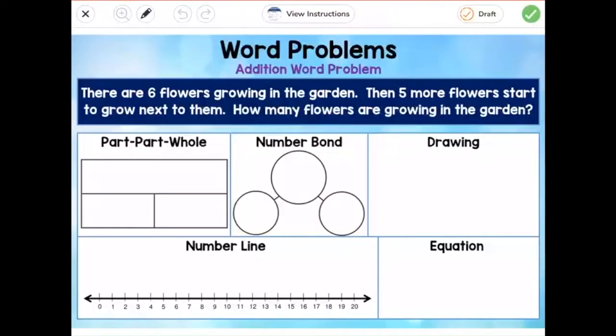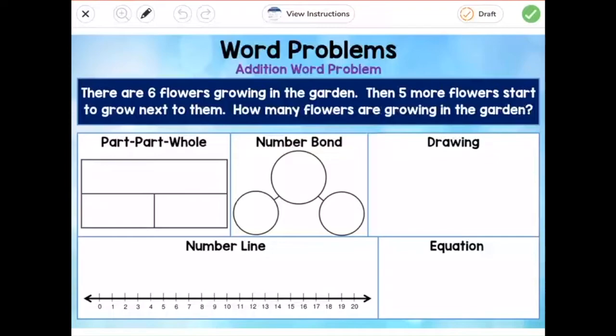I am going to go through an example word problem here to refresh our memory about the different strategies that we can use to solve word problems. Here is an example addition word problem. This will show you how to do the work on Seesaw, but you won't actually have this problem on your own Seesaw because it is my example.